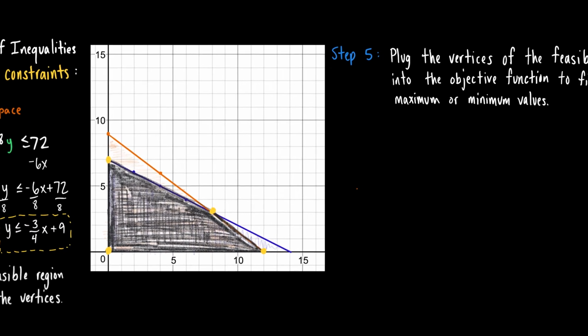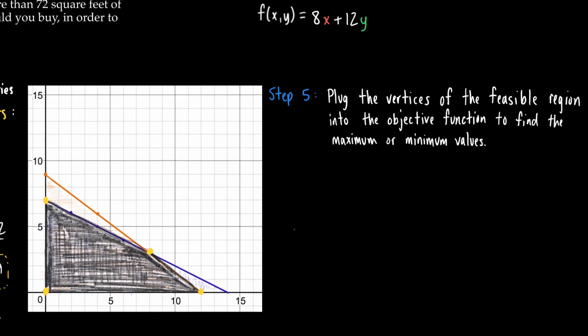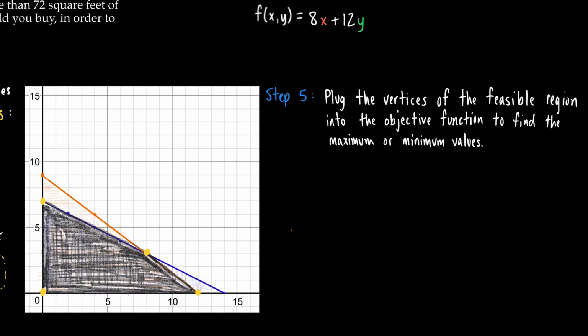And what we're going to do now is take those vertices and plug them into our objective function, which was up here, and see which one of these yields the most amount of storage volume in cubic feet. Okay, so let's recopy the objective function. We'll say that f of x comma y was 8x plus 12y.